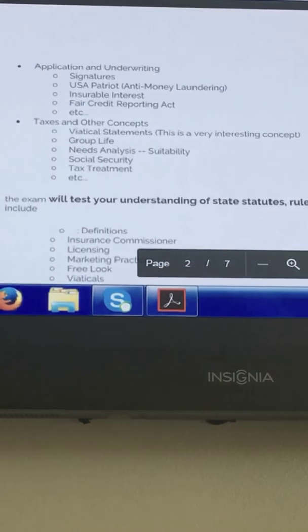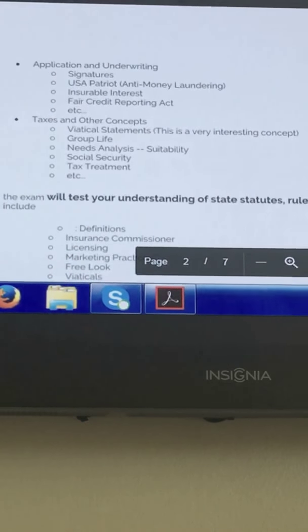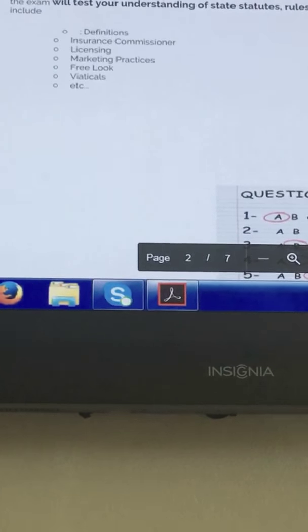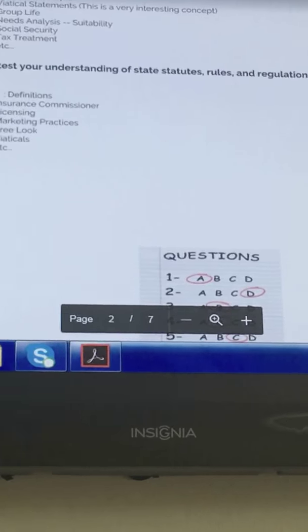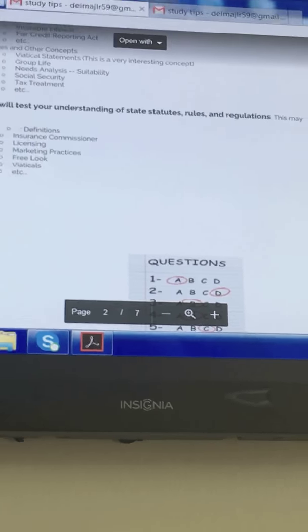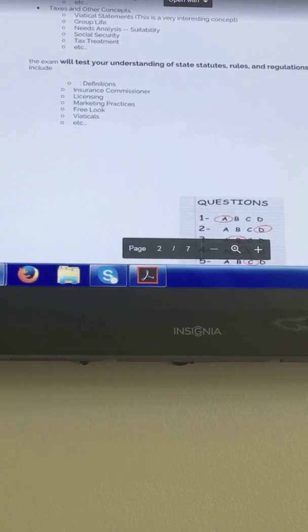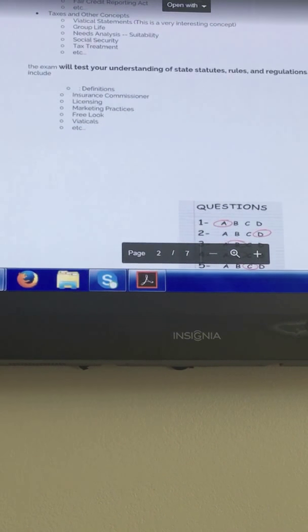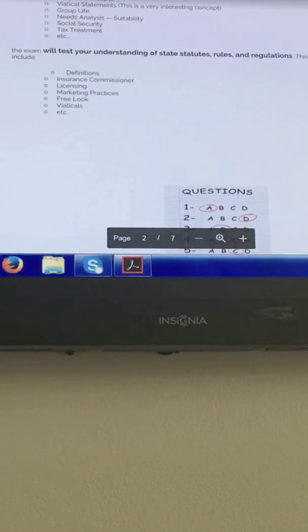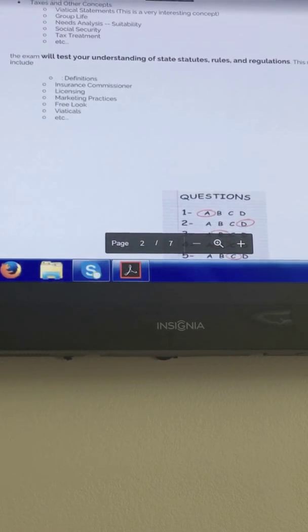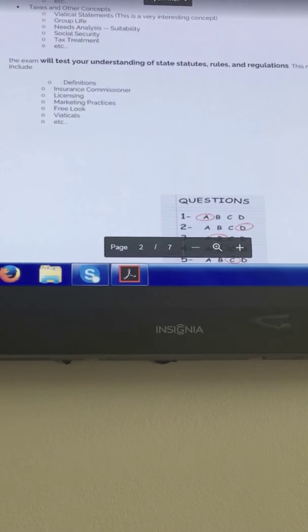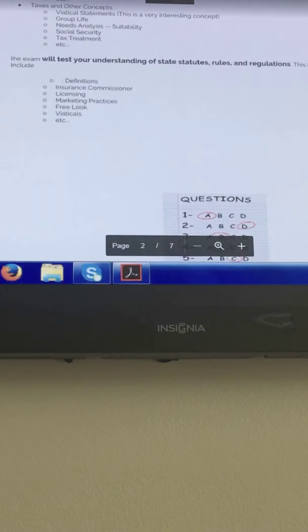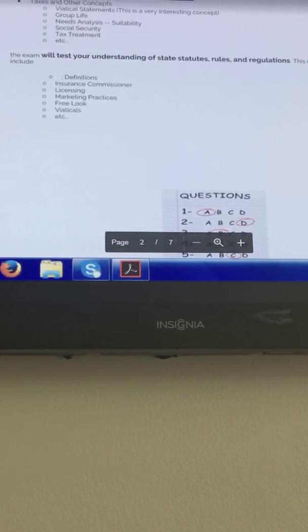So it says it at the bottom here. It says, the exam will test your understanding of state statutes, rules, and regulations. This may include definitions, insurance commissioner, licensing, marketing practice, free look, and etcetera. So those were on every exam I took. What really helped was the key facts, because the key facts cover those quite well.